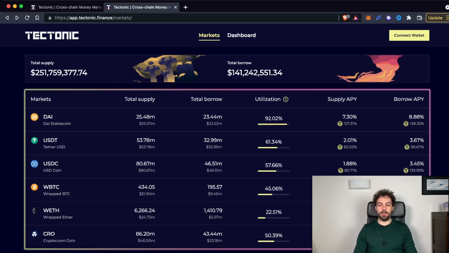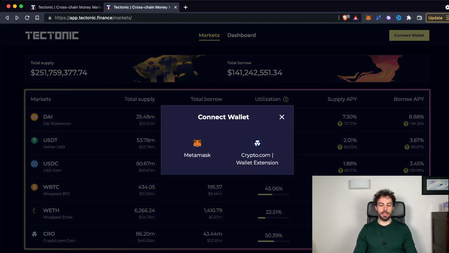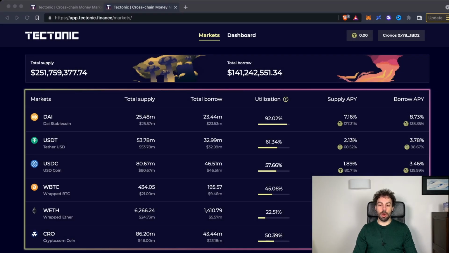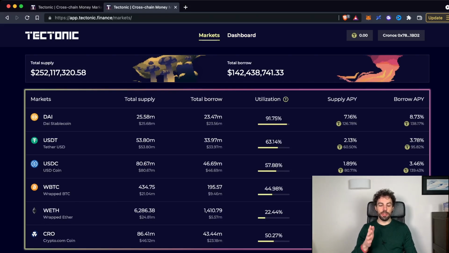The first step is just to connect your wallet. As you can see, you have two different options: MetaMask and Crypto.com wallet extension. I will use MetaMask. Just sign in with your wallet, and at this moment you will be able to start using the platform. In the wallet I have connected, I have just a couple of CROs. So in order to show you how it works, I will try to use the CRO markets.